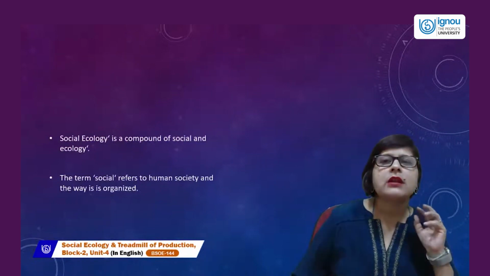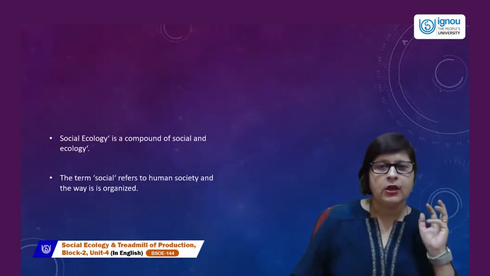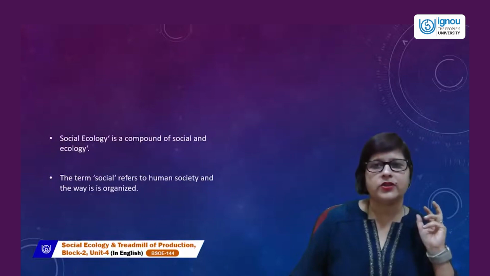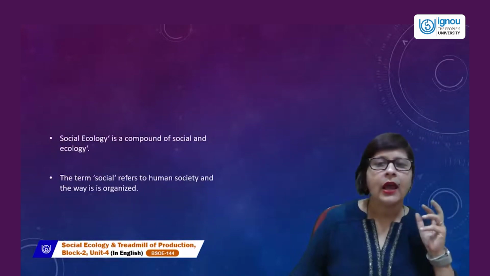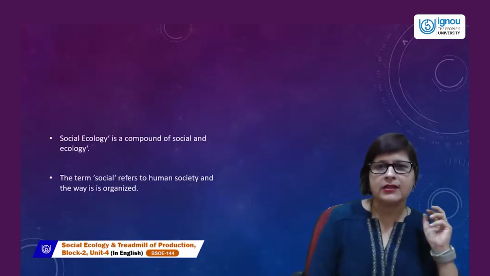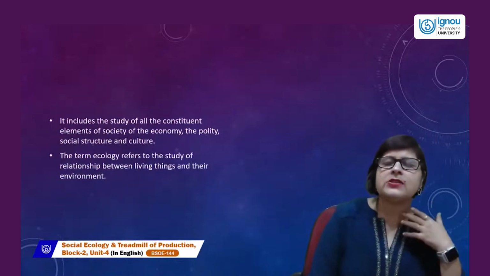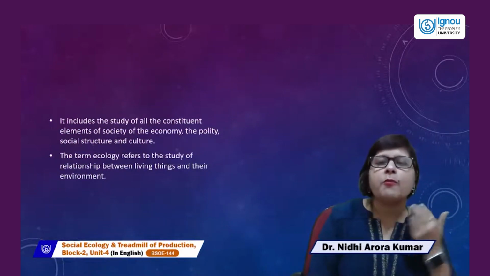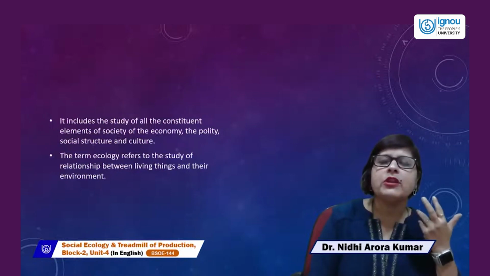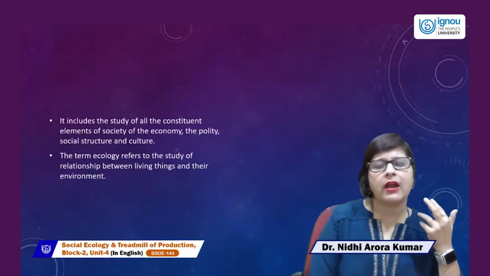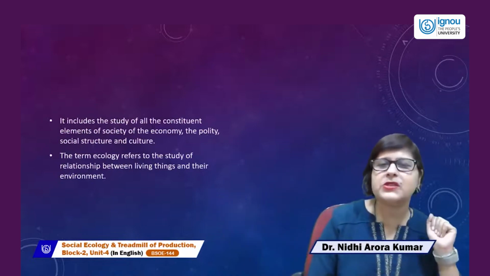Social ecology is a compound of social and ecology. The term social refers to human society and the way it is organized. Social means human society and how human society is organized. It includes all the components or elements of human society, whether it's economy, politics, structure, or culture. It includes all the aspects of human society.